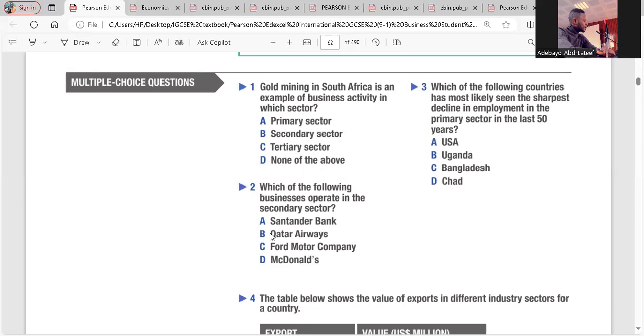You have McDonald's, Ford Motor Company, Qatar Airways, and Santander Bank. Banks and airplanes are services, of course. So we have Ford Motor Company and McDonald's. McDonald's is a service. Restaurants are services. Ford Motor Company, they put things together. Car assembly.